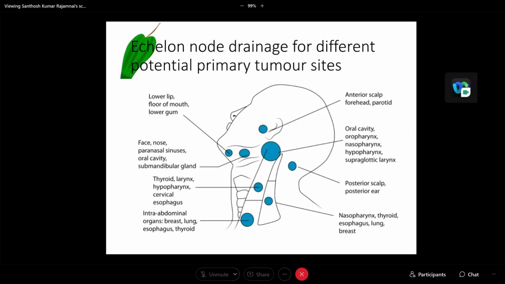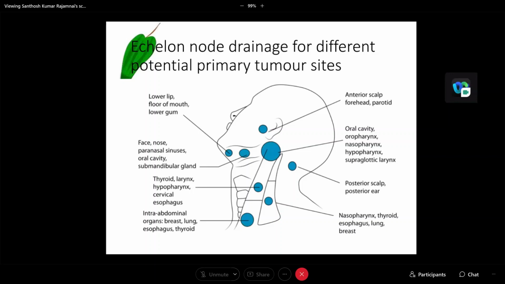If you have a lymph node in the jugulodigastric region, malignancy is probably hiding in the oral cavity, oropharynx, nasopharynx, hypopharynx, or supraglottic larynx. That is what is called the echelon lymph node. Echelon lymph node itself may come as a short note for you, or it can be asked in the viva. What is a primary echelon lymph node? Echelon lymph nodes are the first lymph nodes that drain a particular site. For malignancy of a tonsil, the echelon lymph node is the jugulodigastric node. If you have a malignancy or infection of the tonsil, it is the jugulodigastric node that will enlarge first. That is the first echelon node.